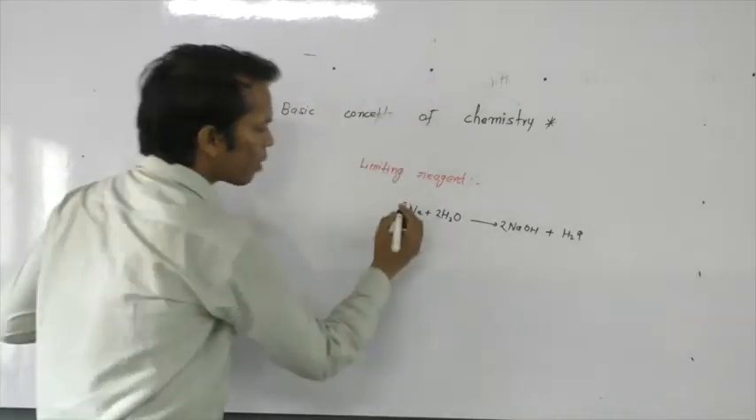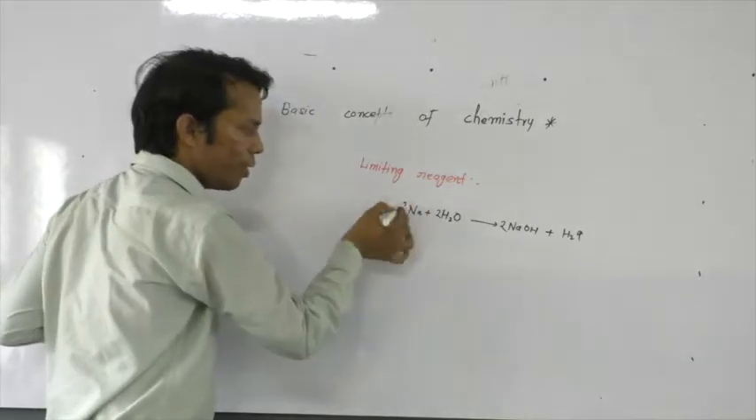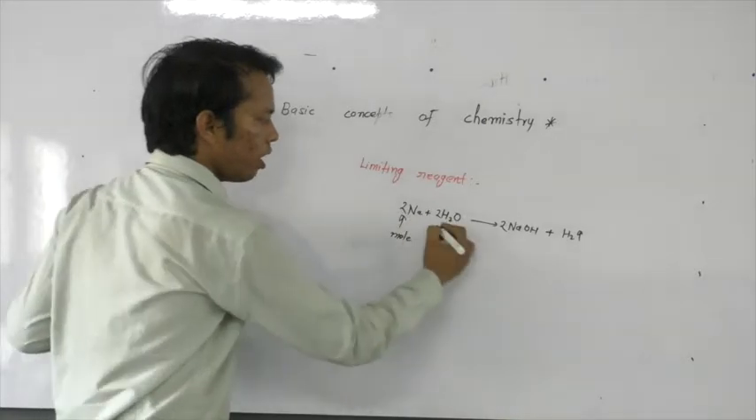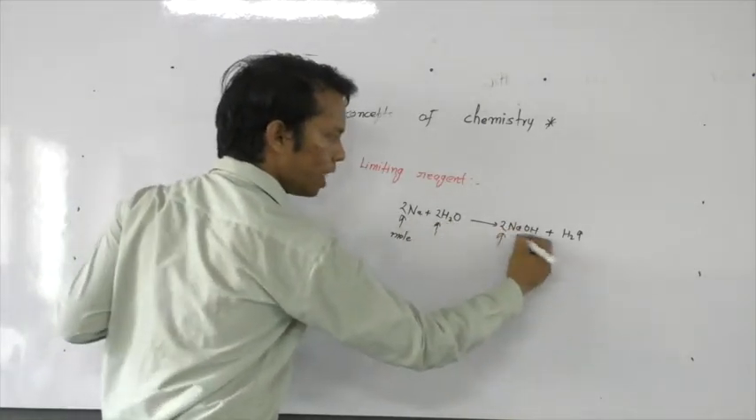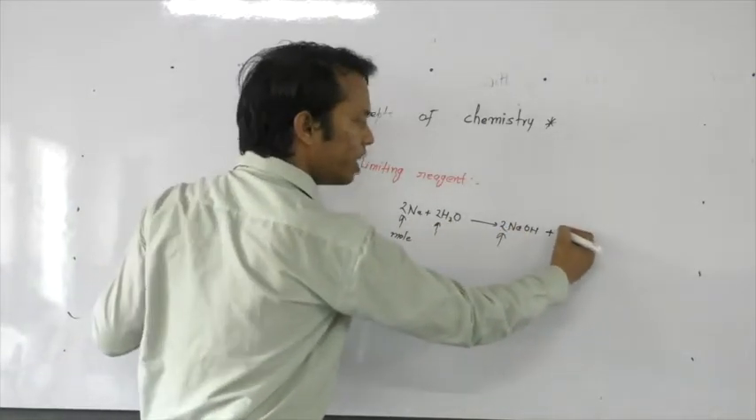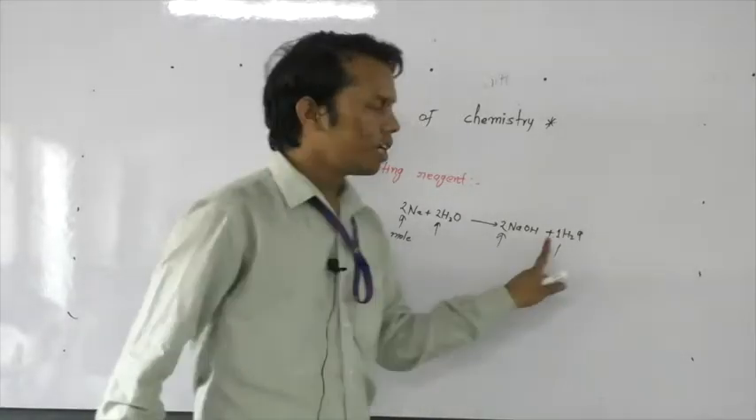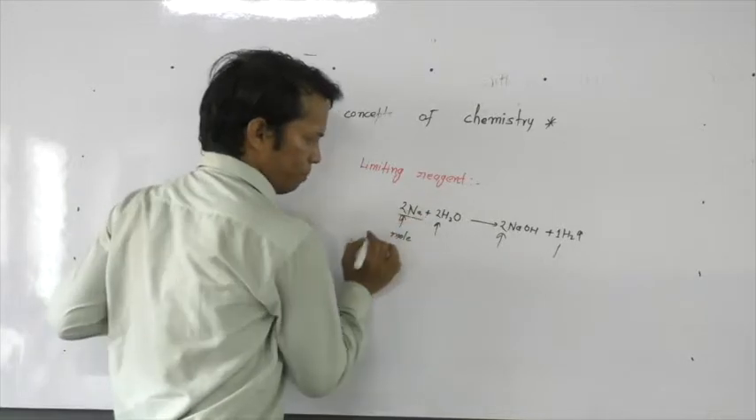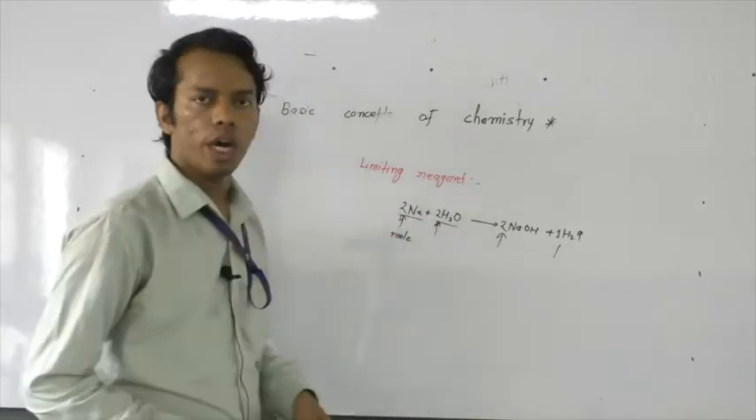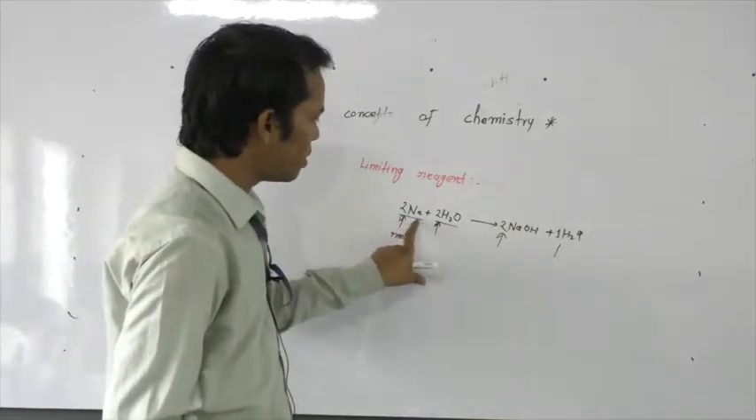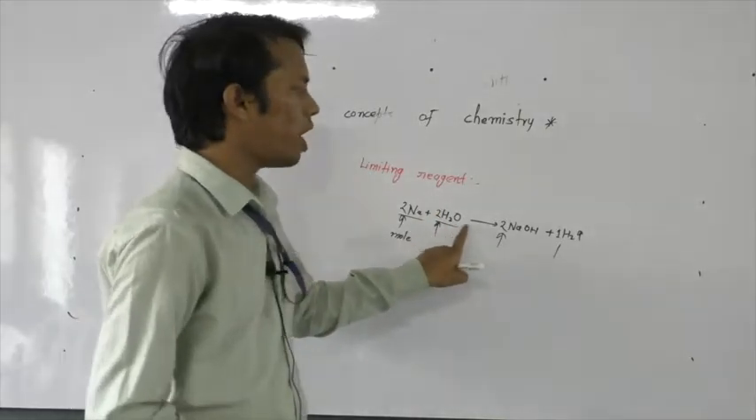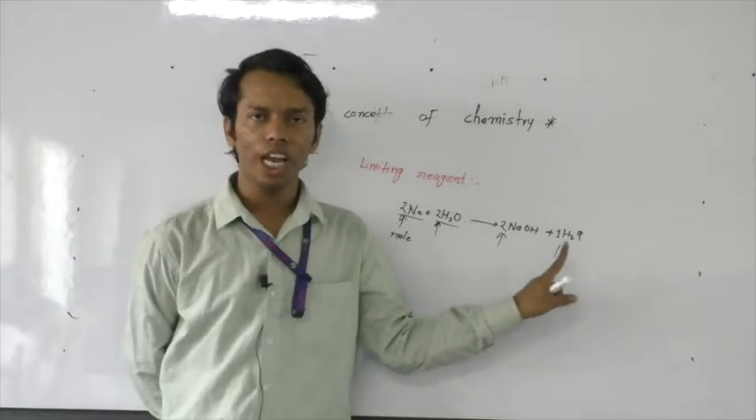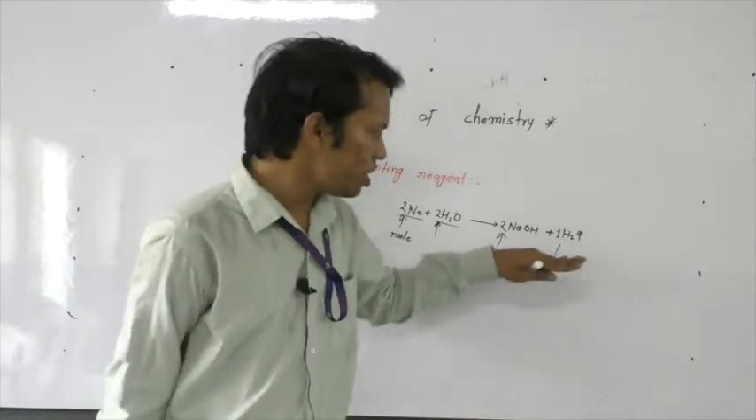Tell me. See, this stoichiometry means mole. This is 2 mole. This is 2 mole. And this is what? If nothing is written, then it is 1. For 2 mole of sodium, 2 mole of water is required. If 2 mole of sodium is there, then 2 mole of water is required to get 2 mole of sodium hydroxide and 1 mole of hydrogen gas. Correct? This is the meaning of this.